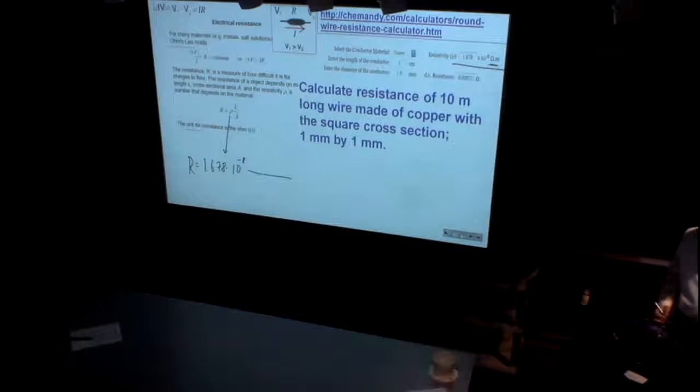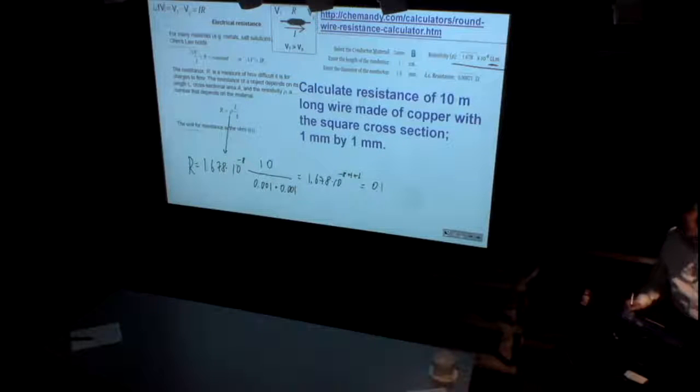Now, the length, 10 meters. And the second relatively tricky part is calculating the area. In this situation, for the sake of clarity, the wire is not round. For a circular wire, area equals pi r squared. But this is a square wire, so area equals length times width, and all we have to do is convert millimeters into meters. That's it. So now we just have to collect all the powers of ten: 10 to the negative 8 plus 1 plus 6. The result is 0.1678 ohms.